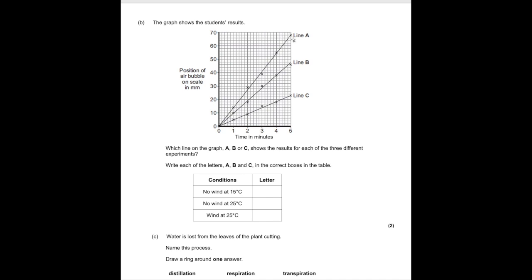line A travelled 68 millimetres, and then line C, it travelled about 23 millimetres in the same amount of time. So that would have been our lowest rate of transpiration.